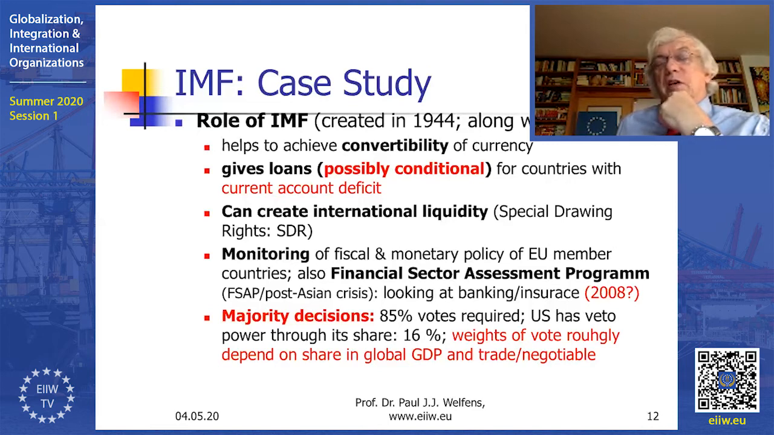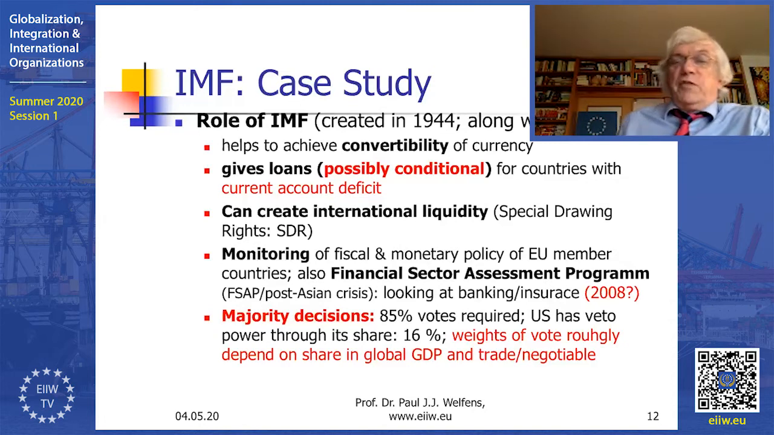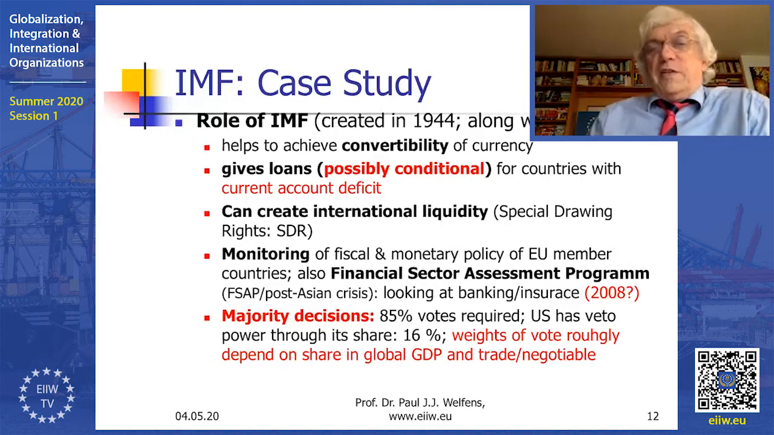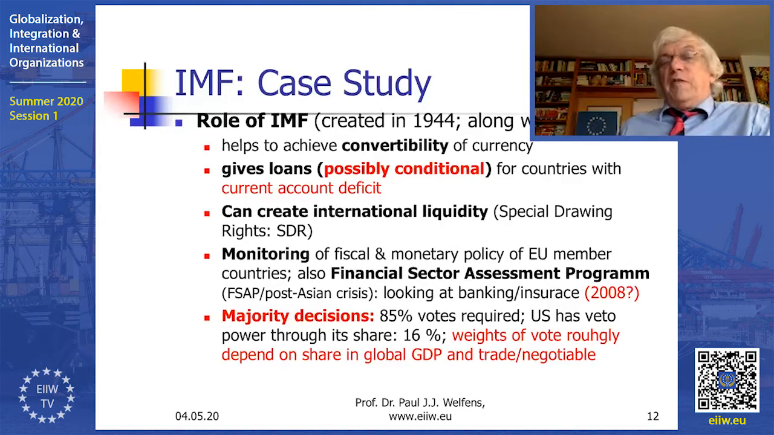So the FSAP have started after the Asian crisis, and the idea, of course, was that financial market activities can generate instability in an economic system, and you want to avoid this, and therefore it's a good idea if the IMF writes a report and looks into the banking and insurance sectors. But for a long time, this was not mandatory.